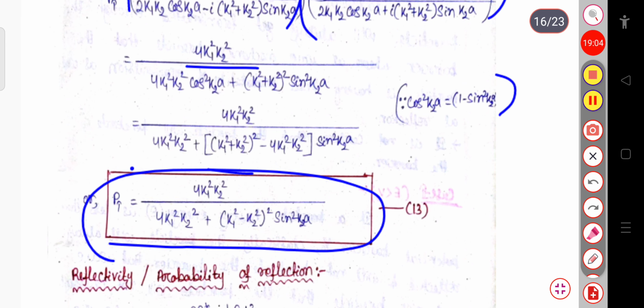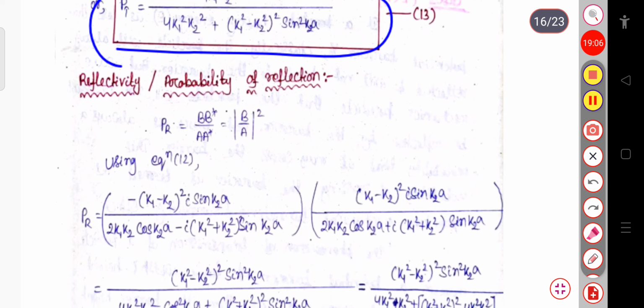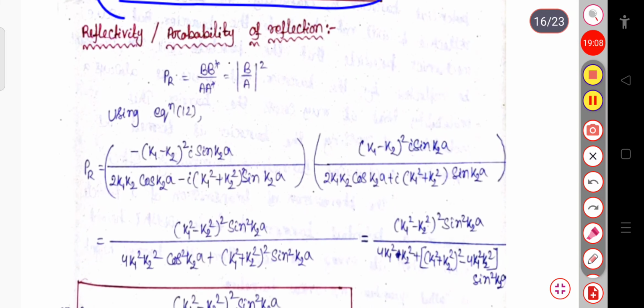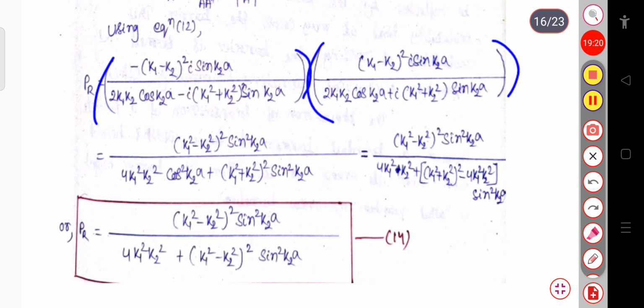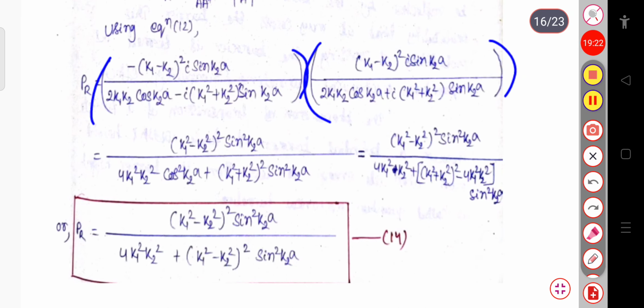And similarly, the reflectivity, or the probability of reflection, you can calculate from the relation mod B by A square. So here this is the value of B by A, and similarly this is your B star by A star value. Now after solving this, you will get finally the probability of transmission equal to this much. I think you can solve it on your own. This is simply a mathematical calculation.